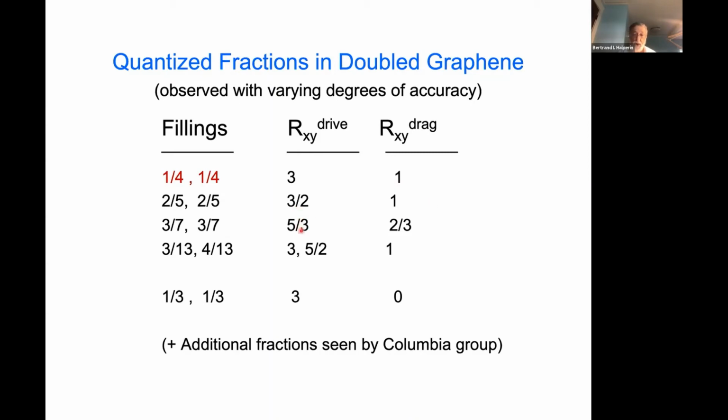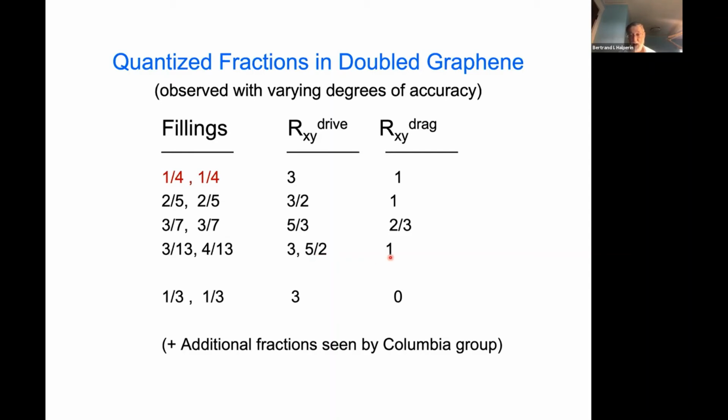Here it's 5/3 and 2/3. Okay, here, the drive resistance: the two layers are not symmetric, so you get a drive resistance of 3 or 5/2, depending on which layer you're applying the current and measuring the voltage in. Whereas the drag resistance, it doesn't matter.